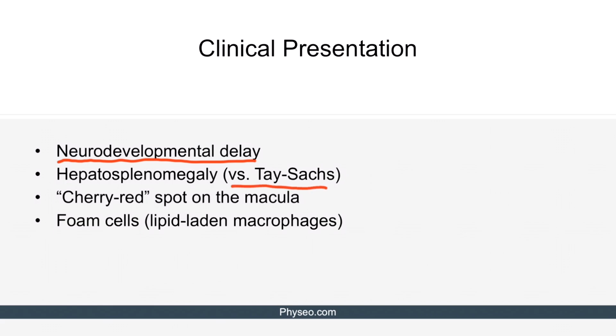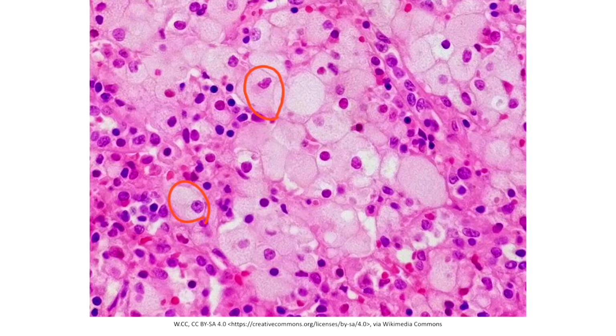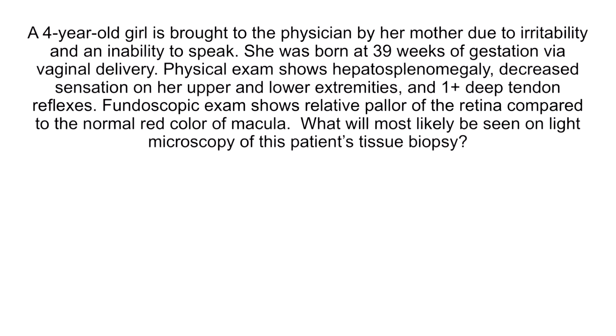Patients with Niemann-Pick disease have a cherry red spot on the macula on fundoscopy as well. Foam cells, which are the lipid-laden macrophages, are characteristic of this disease. Here we see the microscopy image showing foam cells. All right, let's try a question.